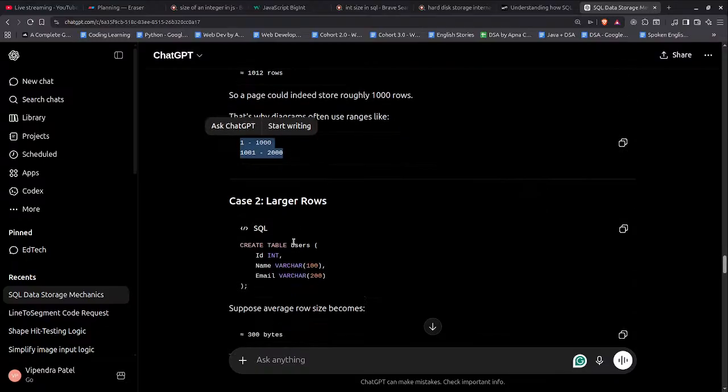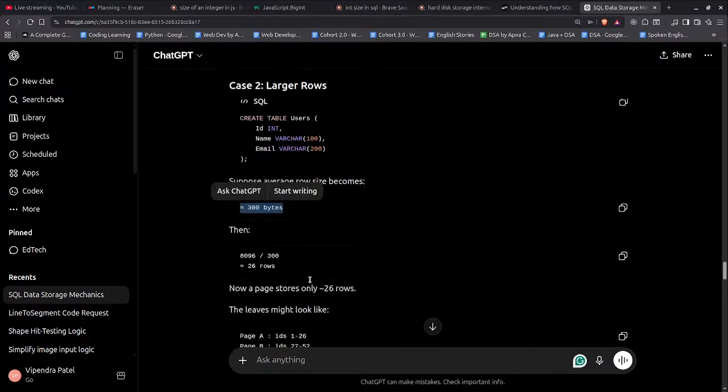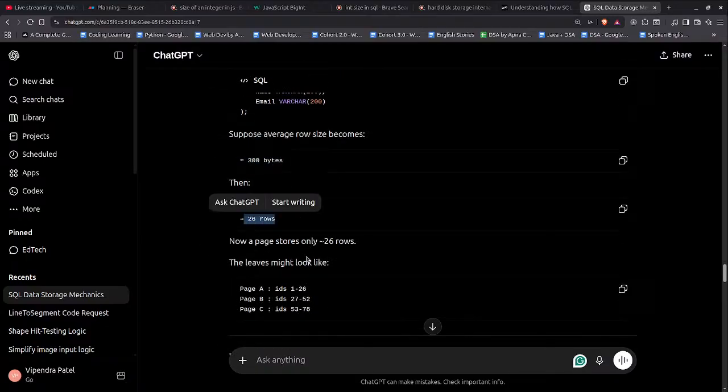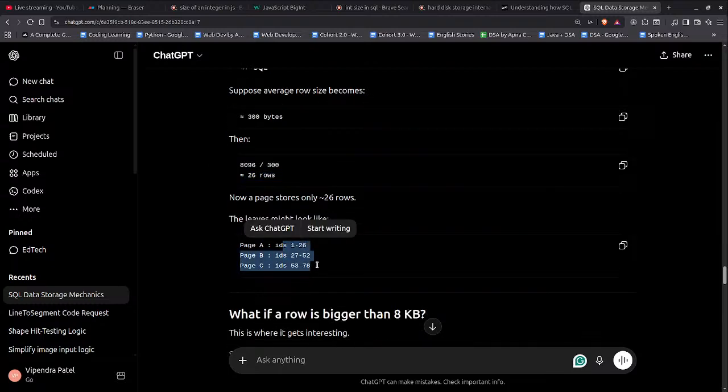That's fine. If we have larger rows, say 300 bytes, it's going to be around 26 rows, so the range is going to be like this. It's not like the page will always have 1 to 1000. It can be 1 to 10, 20, 30, 40, 50, anything.